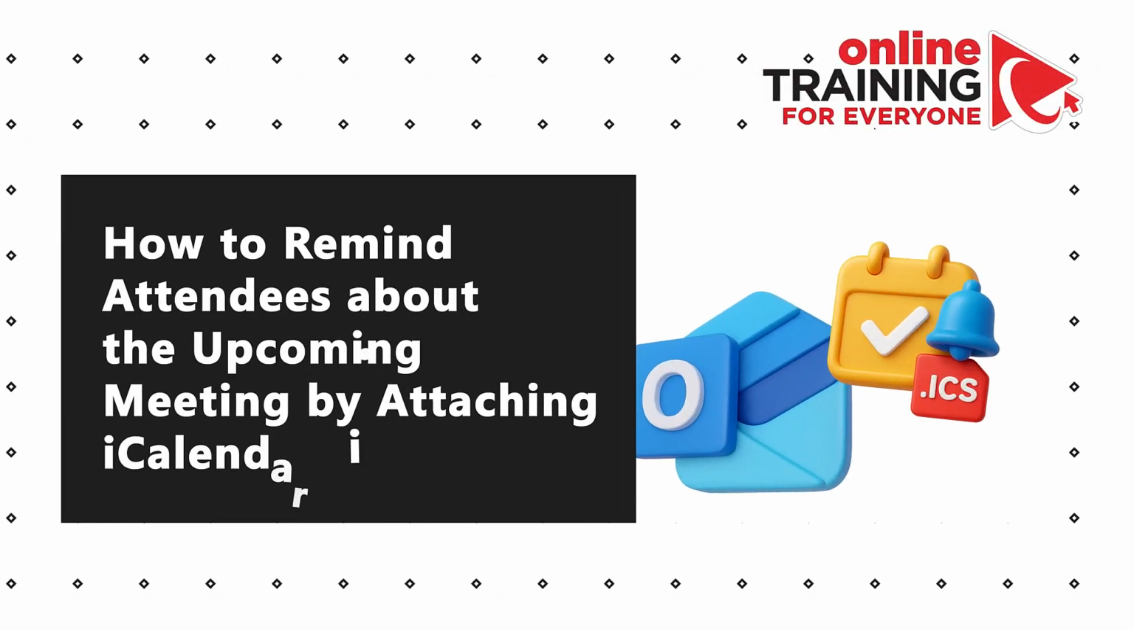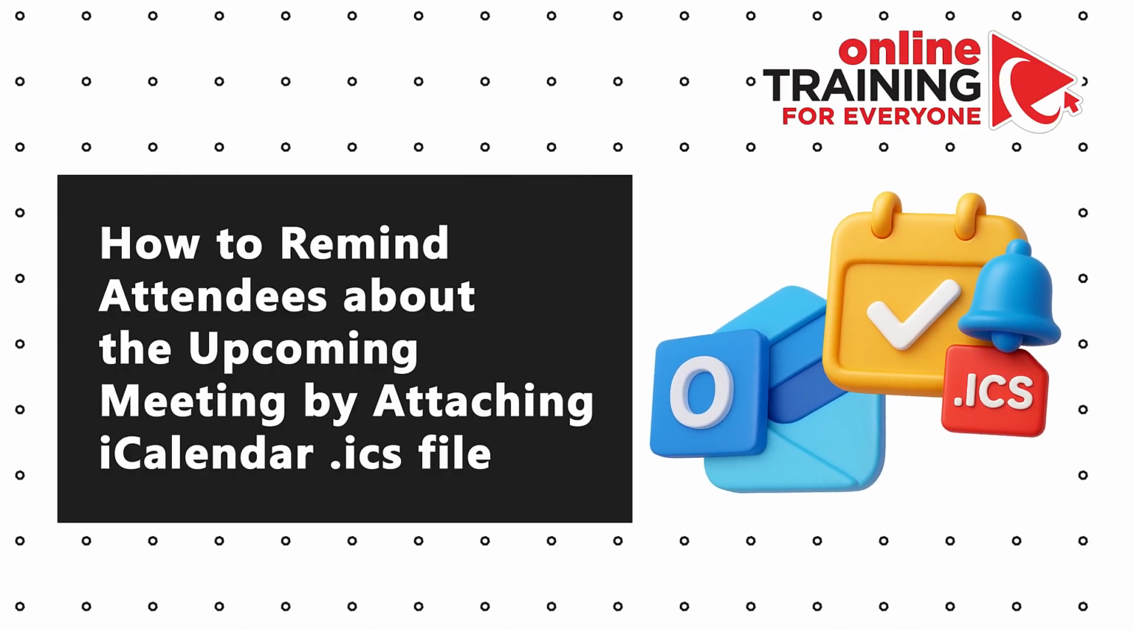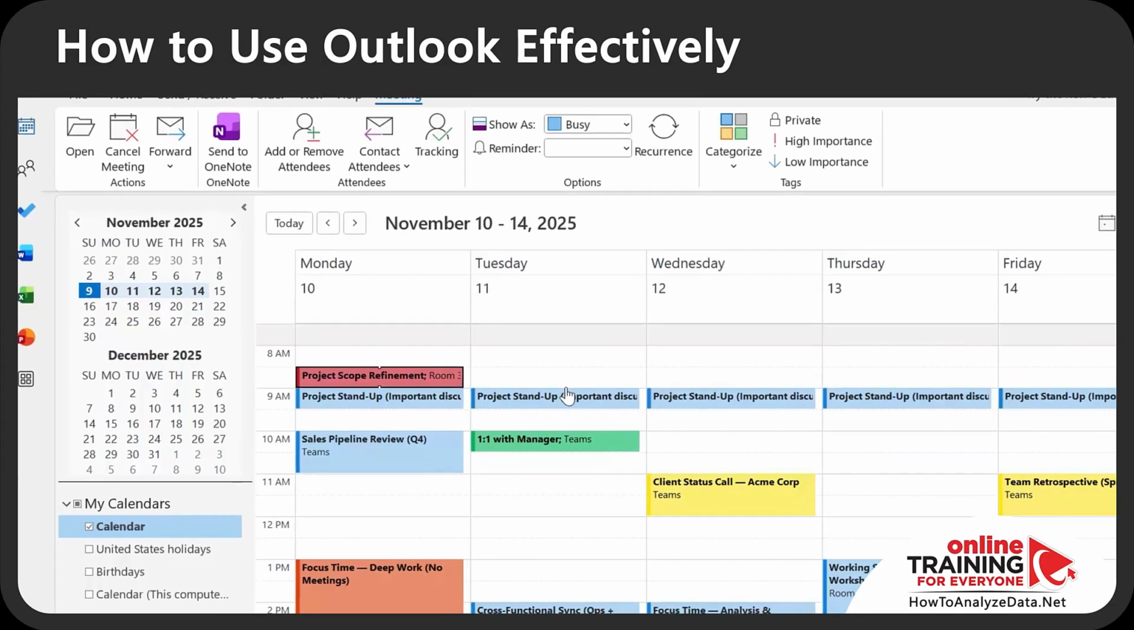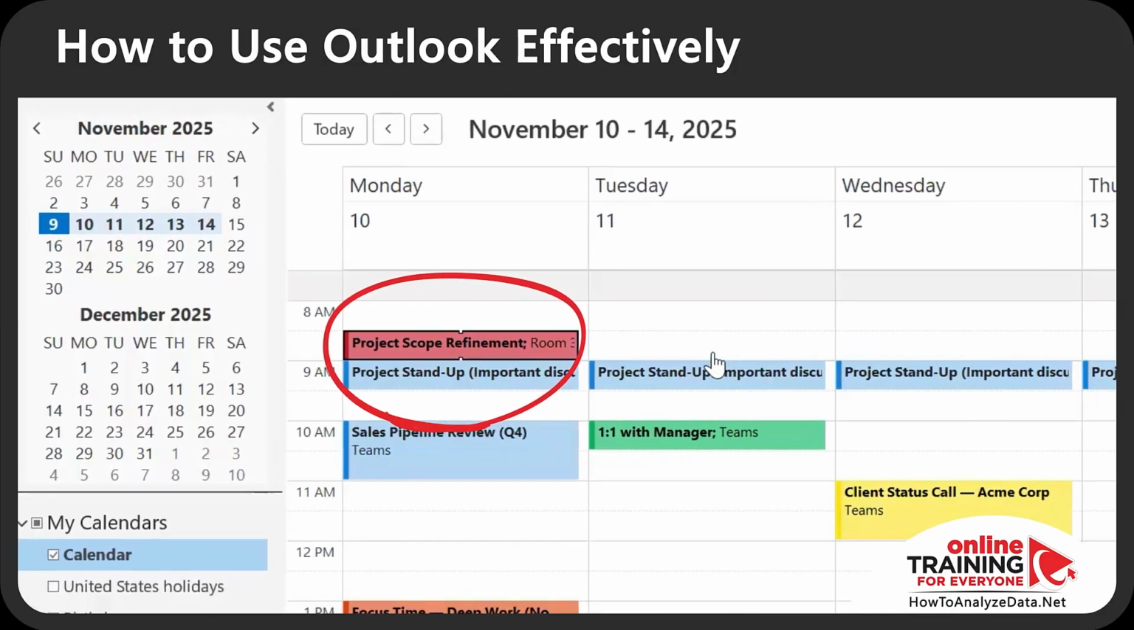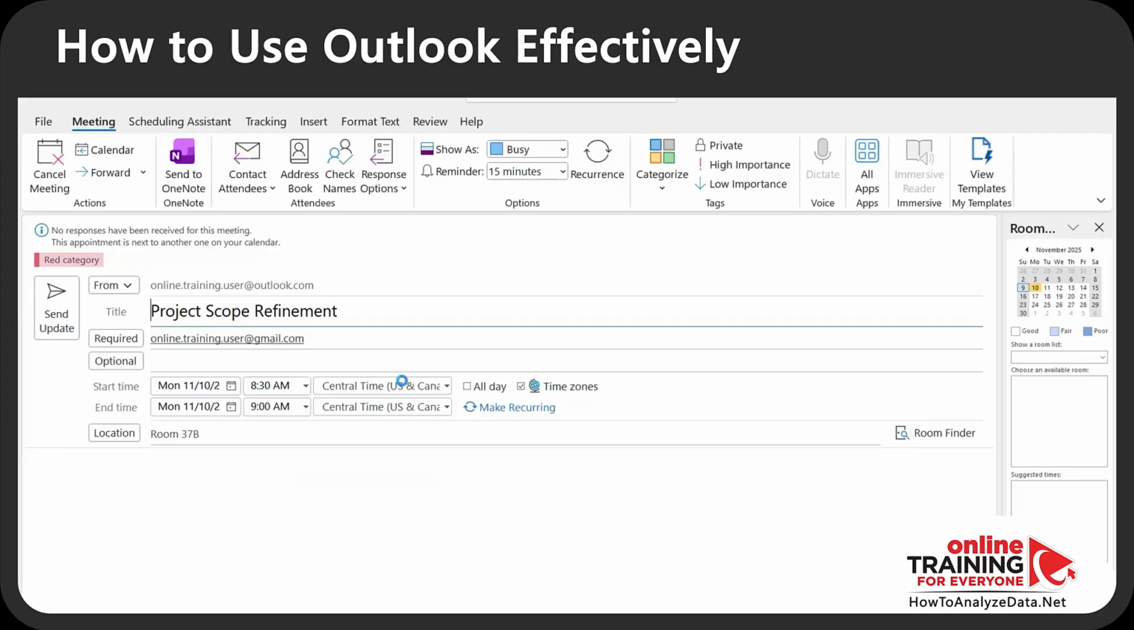Let me share with you how to remind attendees about an upcoming meeting by attaching an iCalendar ICS file in Microsoft Outlook. When you have an important meeting coming up, especially on Monday morning at 8:30 a.m., like this particular one, you would want to make sure participants do attend.